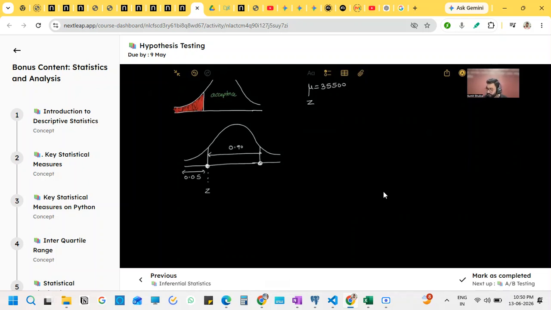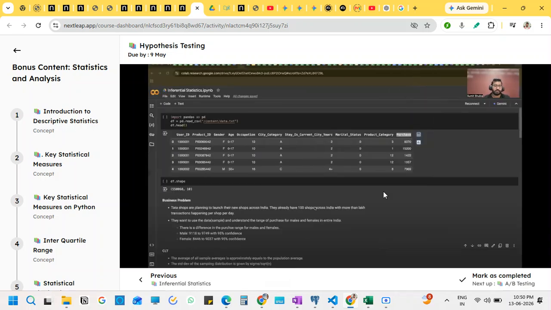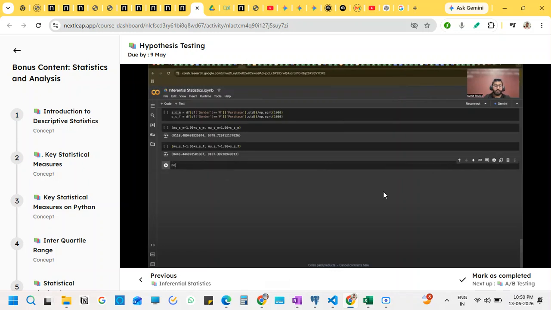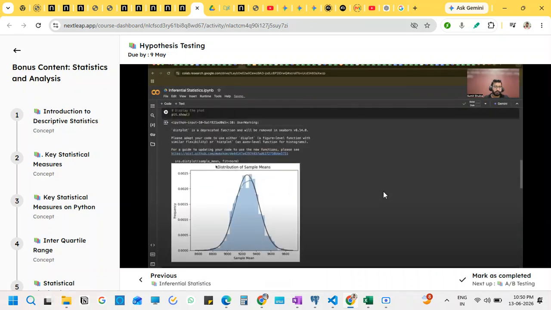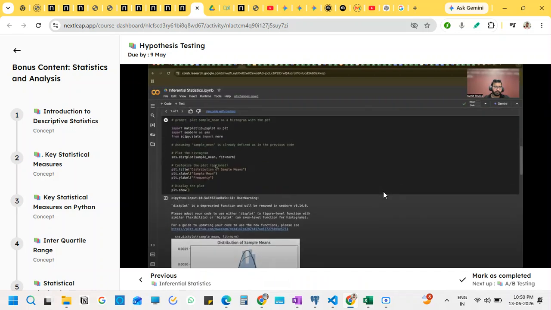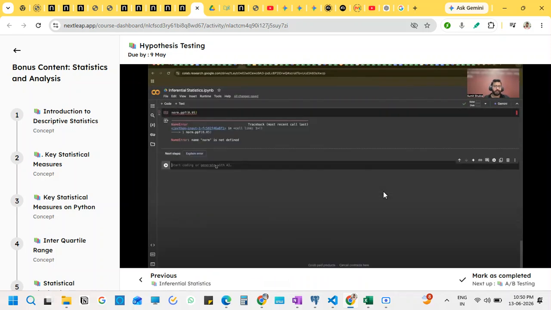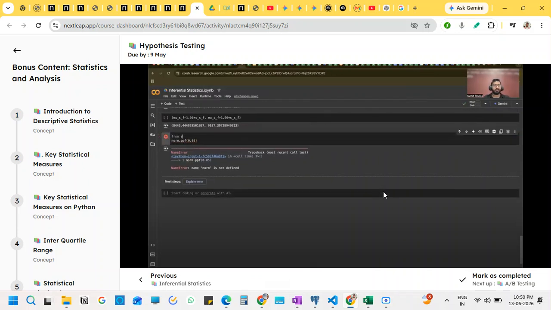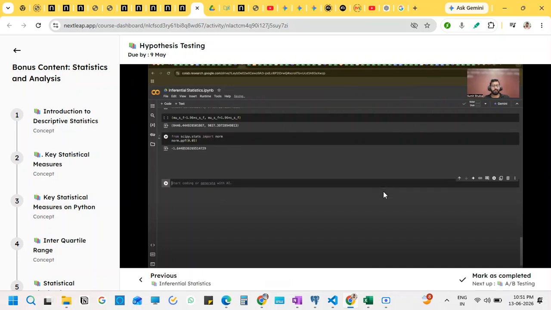To find the z value over here, I will use Python. I can simply say norm.ppf, the percent point function, of 0.05. This is connecting, so let me wait for it to connect. Okay, I think we never imported norm. Let's import norm: from scipy.stats import norm. So the value is minus 1.64.